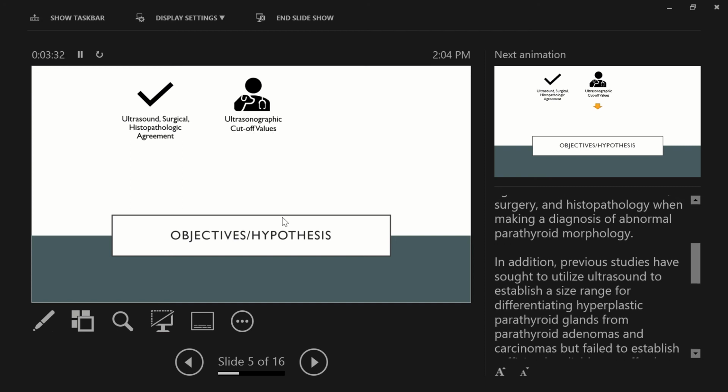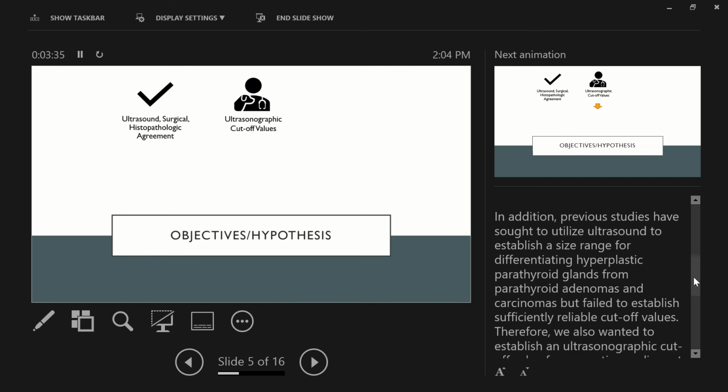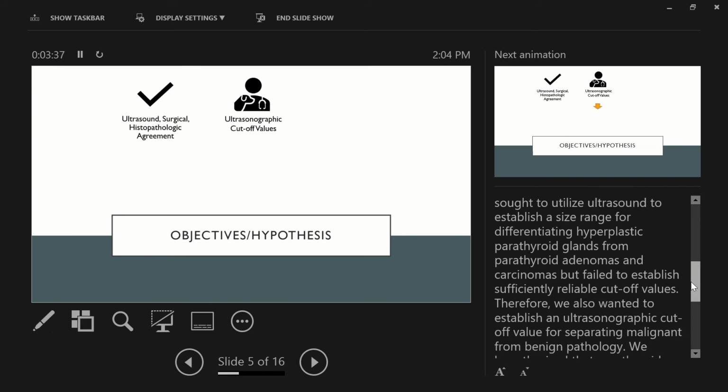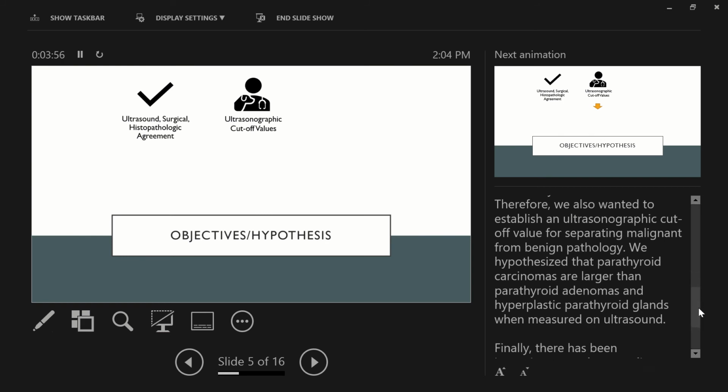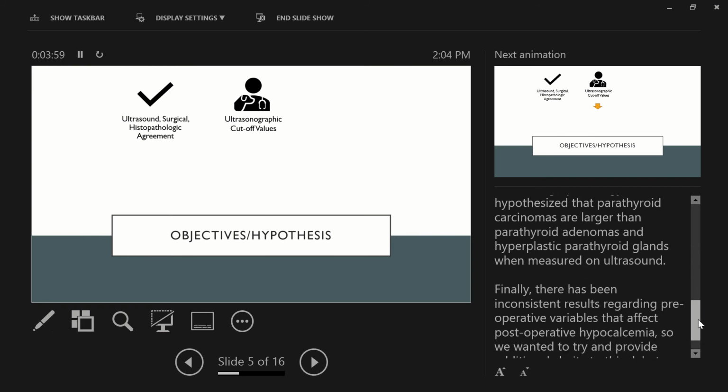In addition, previous studies have sought to utilize ultrasound to establish a size range for differentiating between a hyperplastic parathyroid gland, whether that was an adenoma, versus a parathyroid carcinoma, but they failed to establish sufficiently reliable cutoff values. Therefore, we also wanted to establish an ultrasonographic cutoff value for separating malignant from benign pathology. We hypothesized that parathyroid carcinomas are larger than parathyroid adenomas and hyperplastic parathyroid glands when measured on ultrasound.